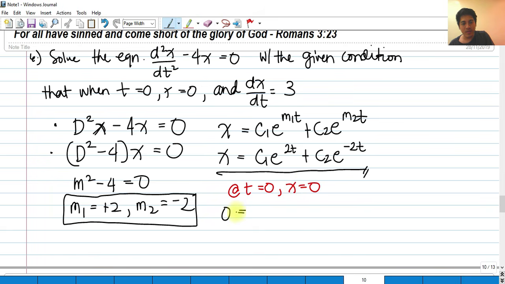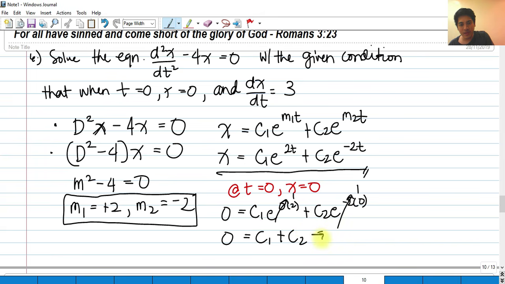So we have 0 is equal to c sub 1 e raised to 2 times 0, plus c sub 2 e raised to negative 2 times 0. What will happen? e raised to 0 is simply 1. We are left with 0 is equal to c sub 1 plus c sub 2. And this is our first equation.